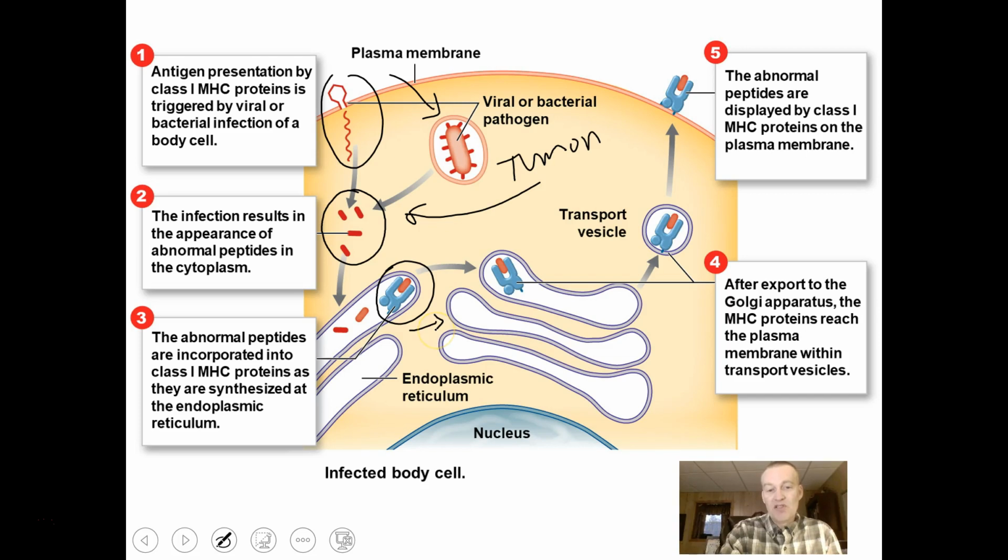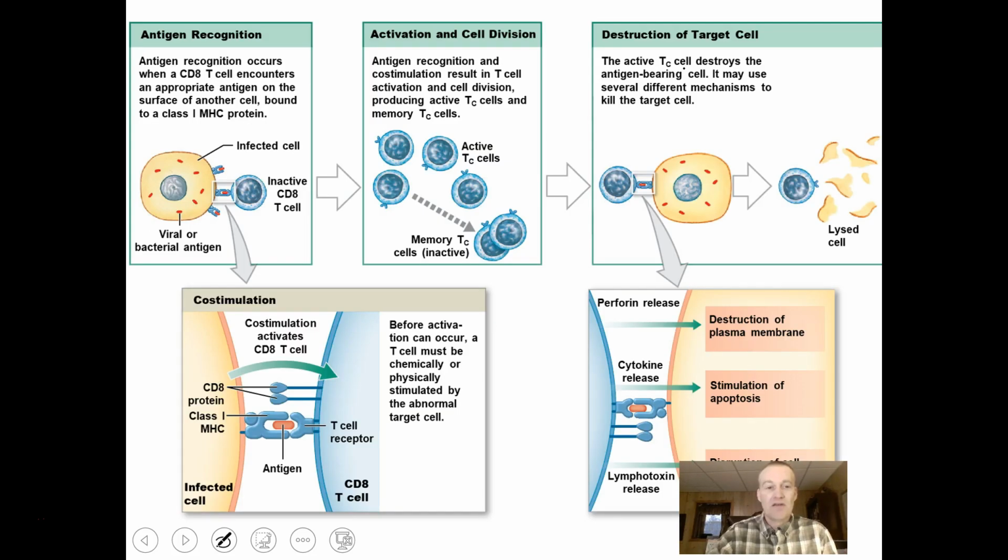They'll be sent over to the Golgi apparatus. The Golgi apparatus will package those up in little vesicles and then send them to the cell membrane. So at the cell membrane, the MHC1 complex with that foreign protein on the surface sitting inside of it will be displayed so that a cytotoxic T cell can actually recognize that.